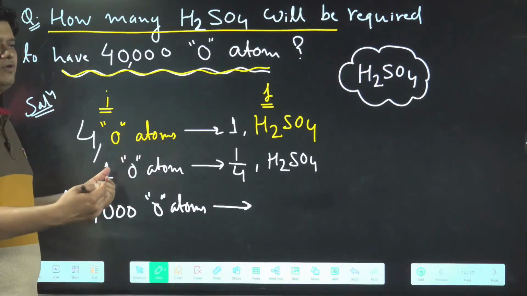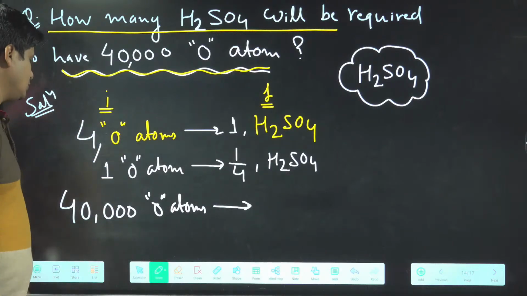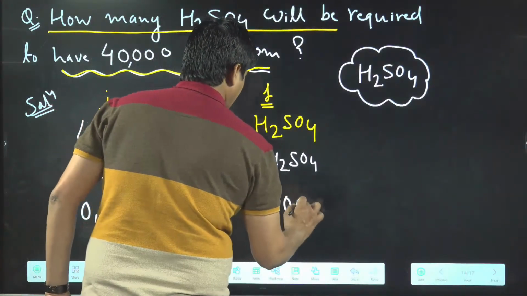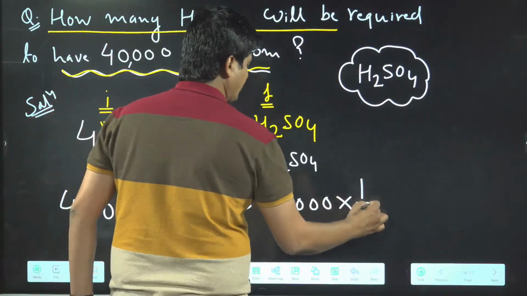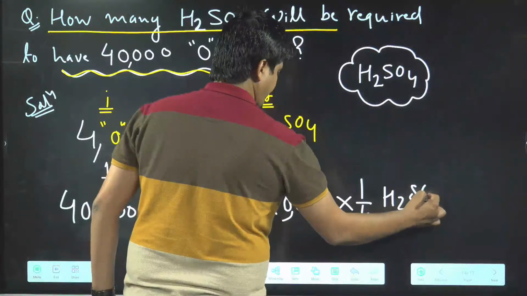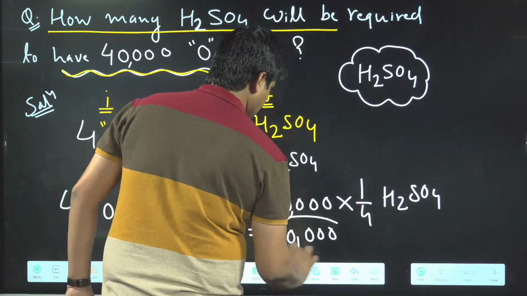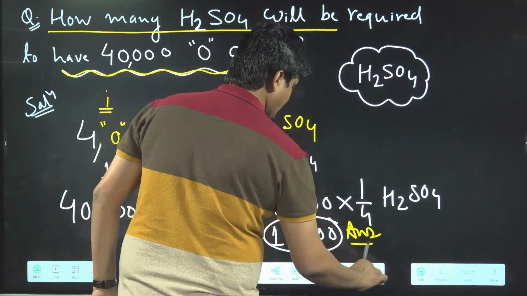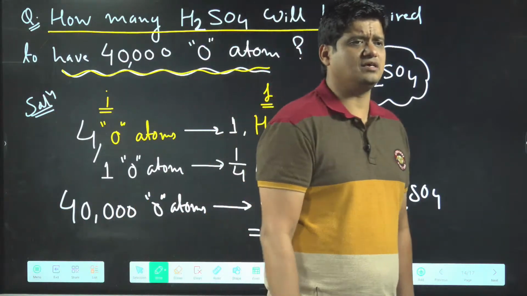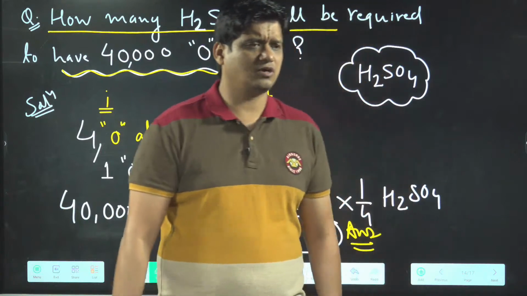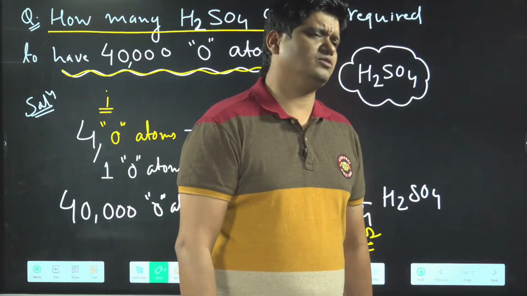If you know anything for 1, you can find for any given value. So our answer will be 40,000 multiplied by 1 by 4, which is 10,000. This is our answer. Got the point? Almost all are answering the same 10,000. Initially, few students said it is 1,000, but there must be some calculation mistake. Very good.